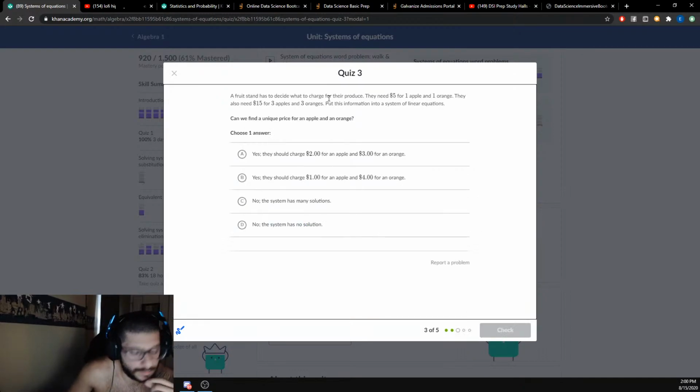Farmers decide to charge for their produce. They need $5 for 1 apple, 1 orange. So x plus y equals 5. They also need $15 for 3 apples, 3 oranges. 3x plus 3y equals 15. I can't do it. If I multiply it by -3, -3x cancels, -3y cancels. No, too many solutions.